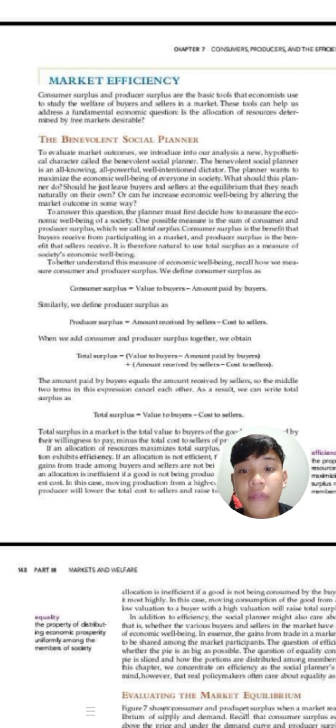The benevolent social planner to evaluate market outcomes. We introduce into our analysis a new hypothetical character called the benevolent social planner.